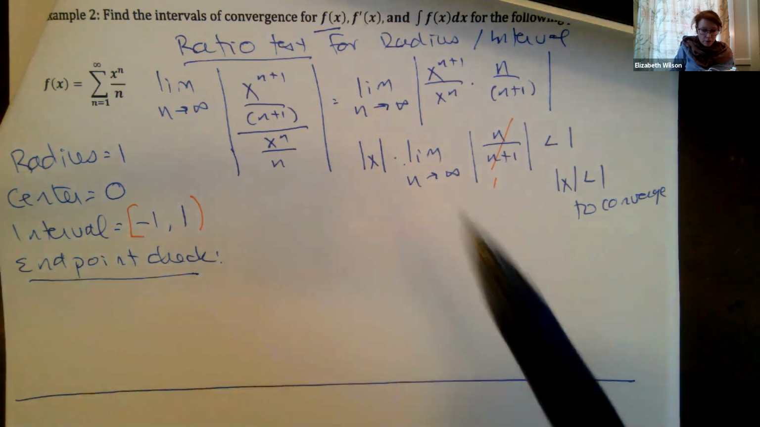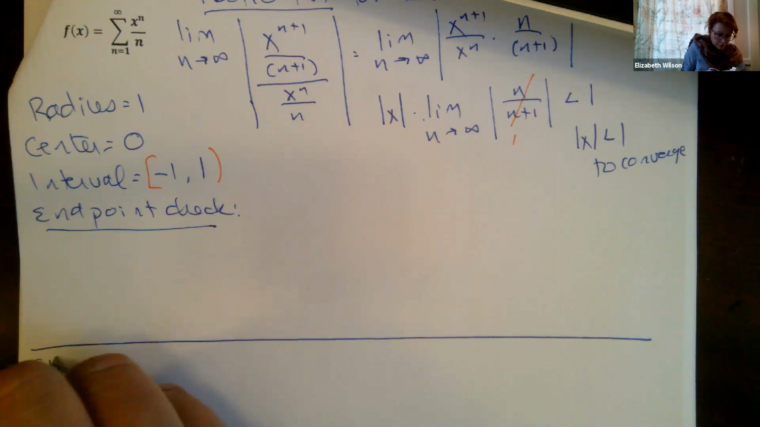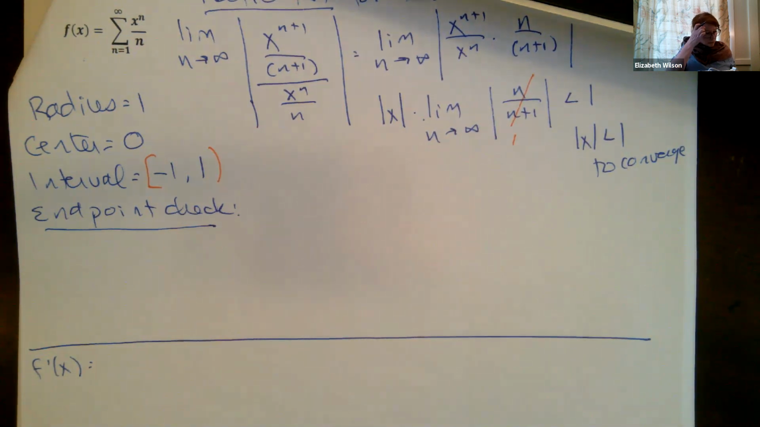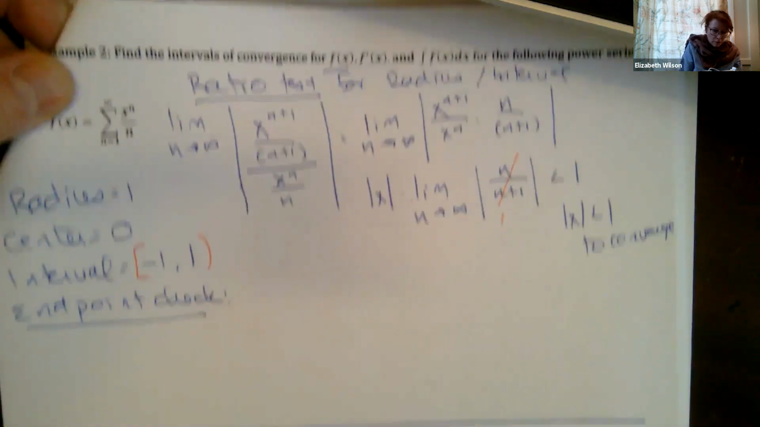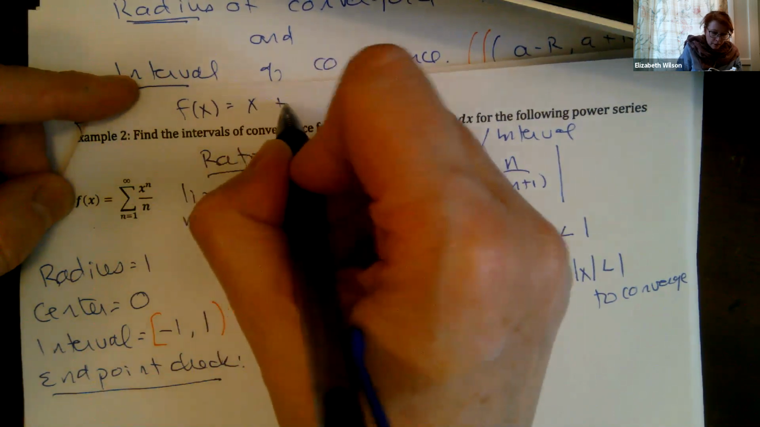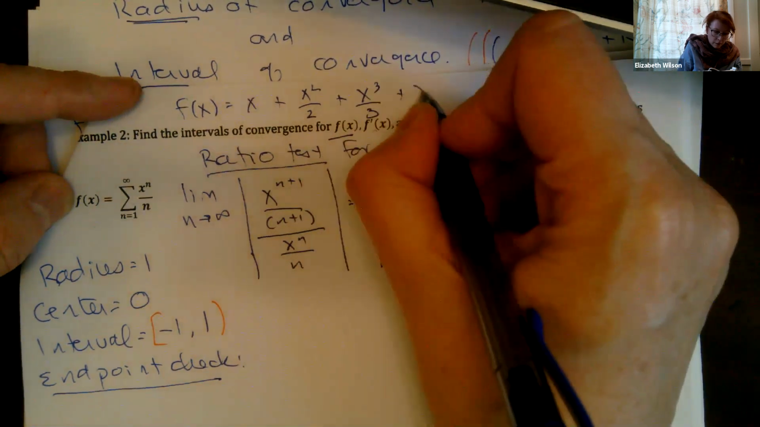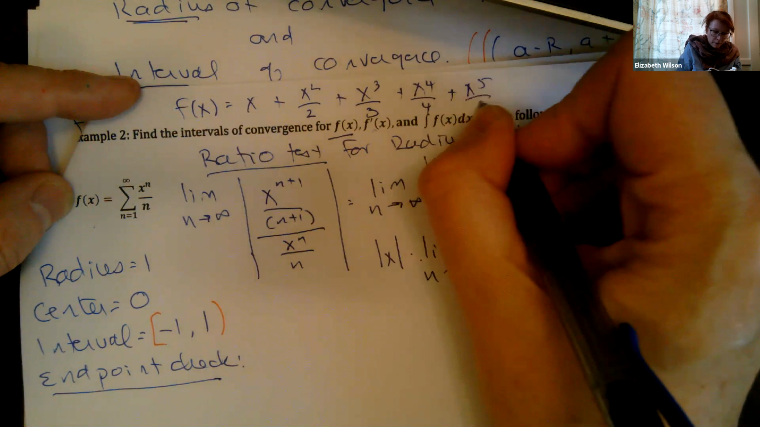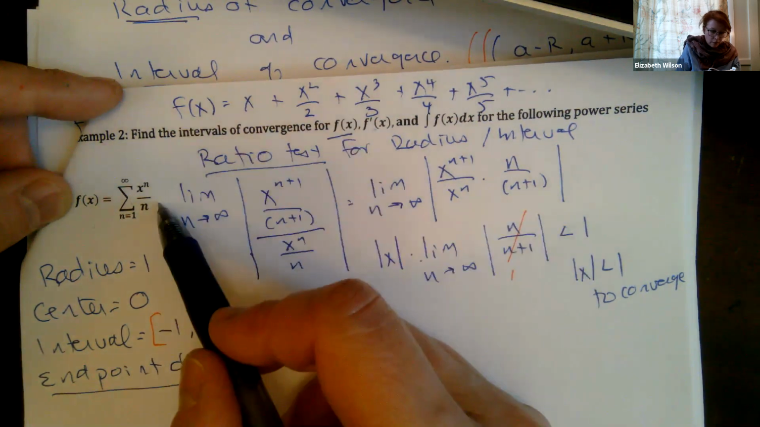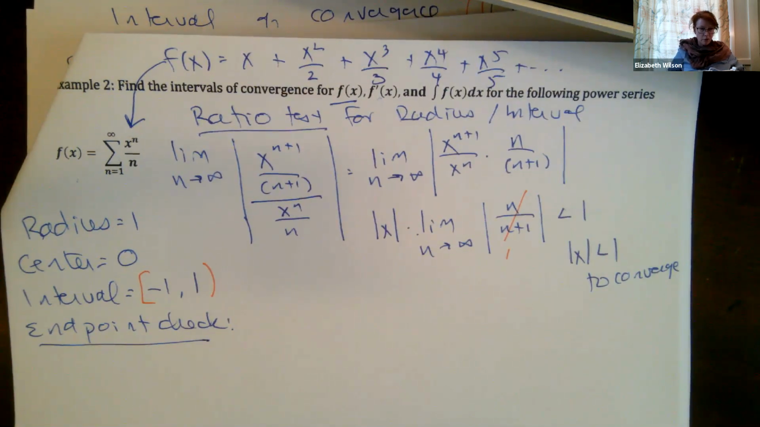Okay, so now let's do our derivative and our integral. For my derivative, I can enumerate out the first handful of terms. So let's do f of x. The first term is x, right? The second term is x squared over 2, x cubed over 3, x to the 4th over 4, x to the 5th over 5, and so on and so forth. So when n equals 1, n equals 2, this is what this thing looks like. I just enumerated that, so we have that to think about as we do our derivatives.